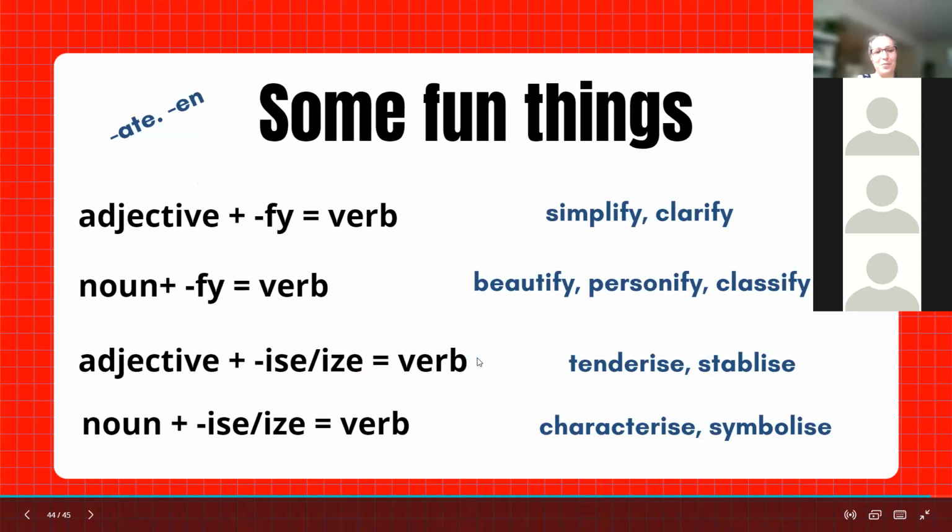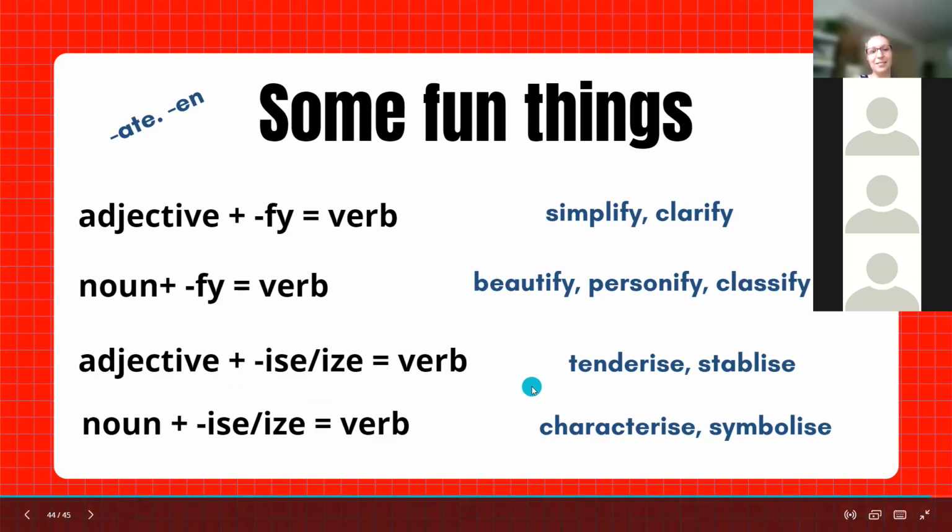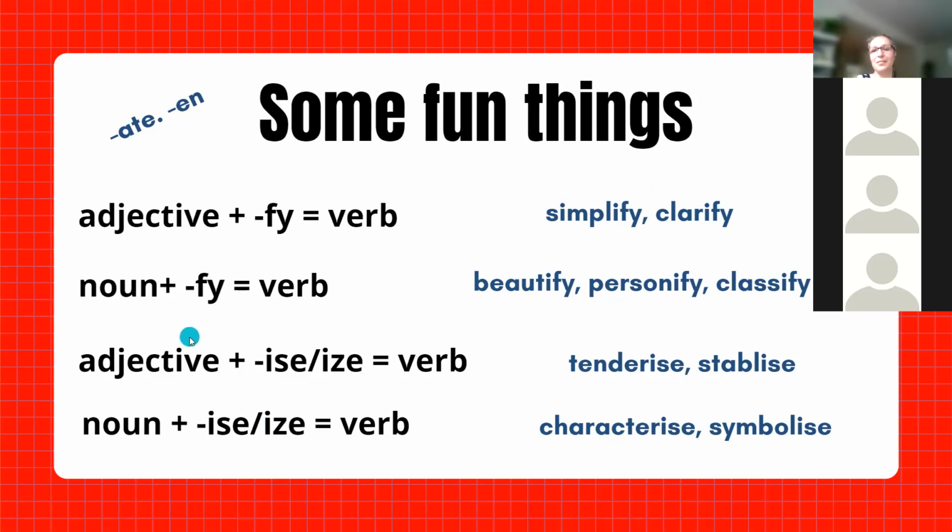Some fun things. Got more fun things today. So we've got some verb-specific suffixes, like -phi, for example, and with an adjective plus -phi, you get a verb. So we can create verbs by adding -phi: simplify, clarify. We can do that to nouns. We can have a noun plus -phi and create a verb. And again, with -ize or -ise, we can do the same. So we can actually create verbs out of other parts of speech because we can.